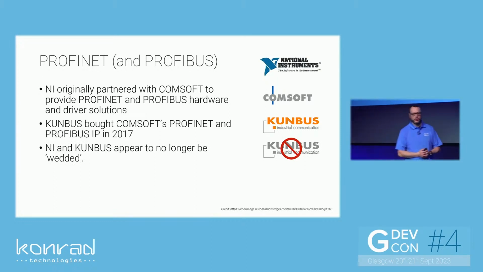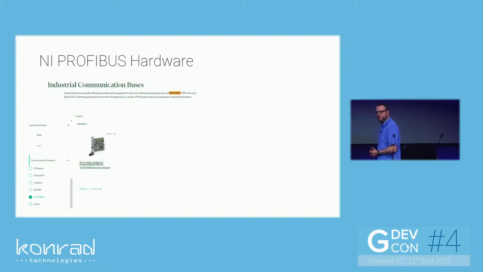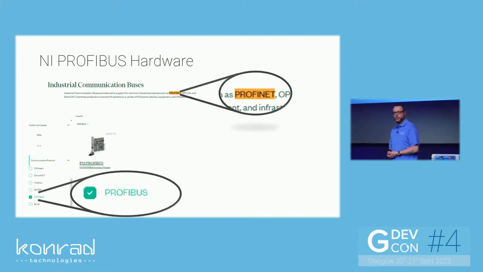It's not a great position. It means that if you want to adopt this stuff, you're not using supported technology if you want to start with an NI platform. So, for example, if you want to go and buy some Profibus hardware, you can go to the NI website, you can do a search. Yep, there it is. Profinet is in the text, Profibus is in the filter list.